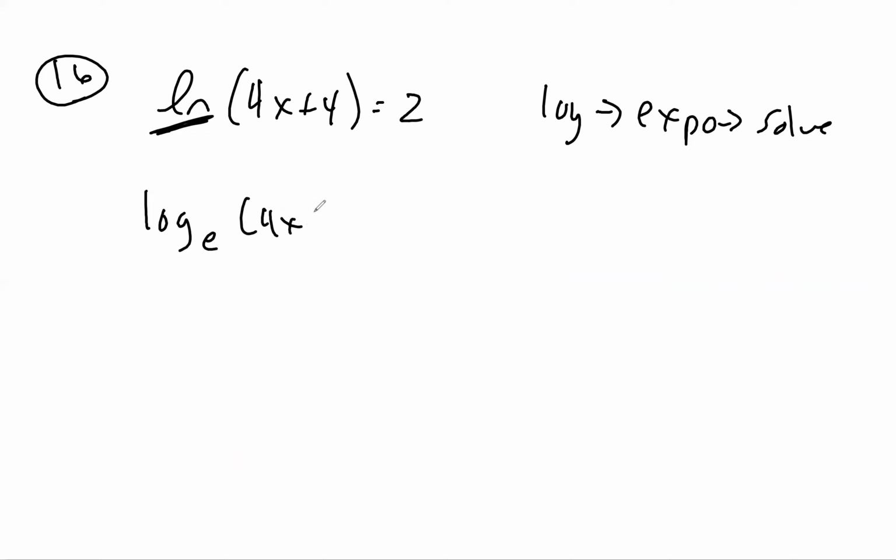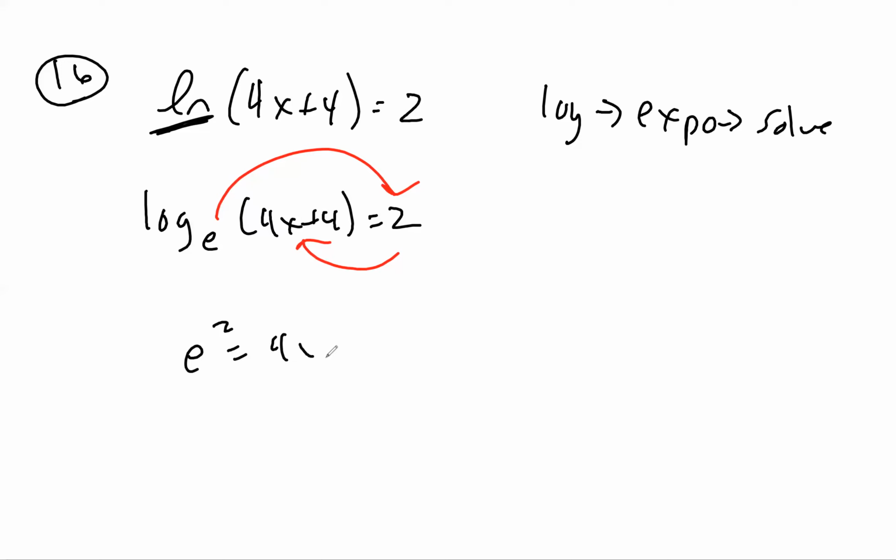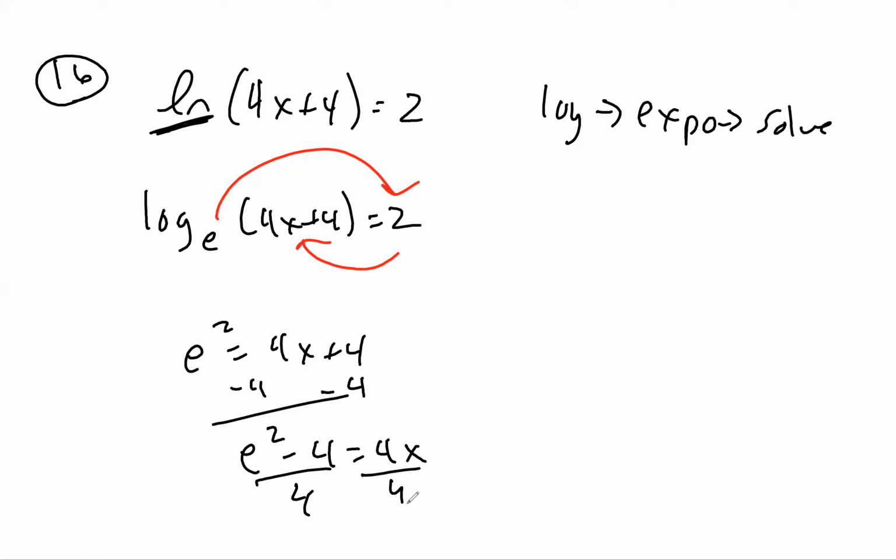And of course, for right now, this stuff hasn't changed. I've just changed the bases so that I can draw my arrows. When I do that, I'm going to get e squared equals 4x plus 4. Now, for the time being, I don't care what e squared is. My goal is to get x alone. So I'm going to subtract 4 from both sides. I'm going to get e squared minus 4 equals 4x. And then I'm going to divide both sides by 4. And so I'm going to get x equals e squared minus 4 over 4.